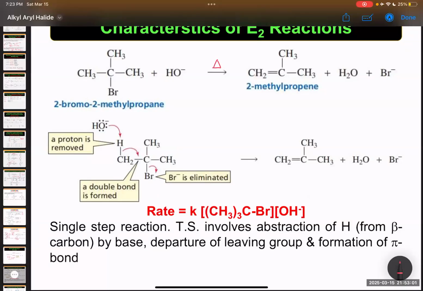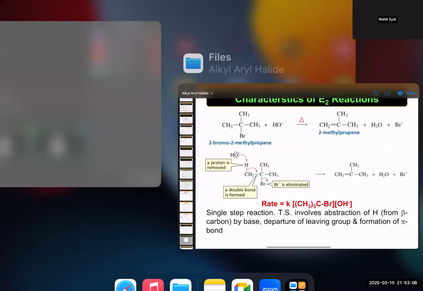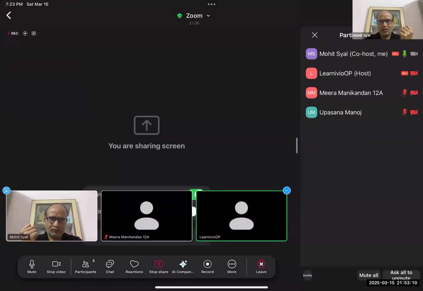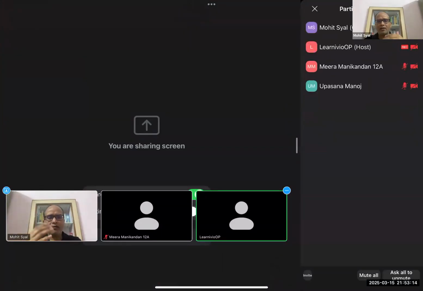Why does it require high temperature? Because you are forming a pi bond, and you know the pi bond is weaker. So why is a strong bond being broken and a weaker bond formed? You need to provide energy. Got it? You need to provide energy, so you need to heat it. If you heat it, then only elimination is going to occur.